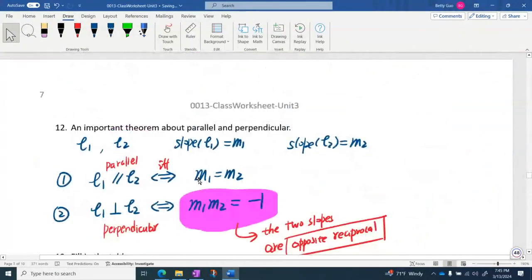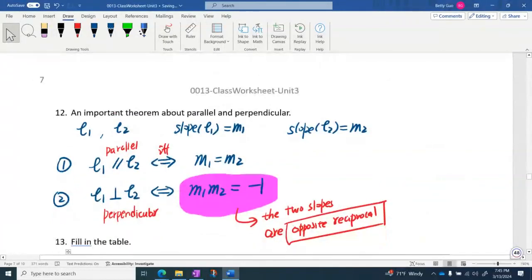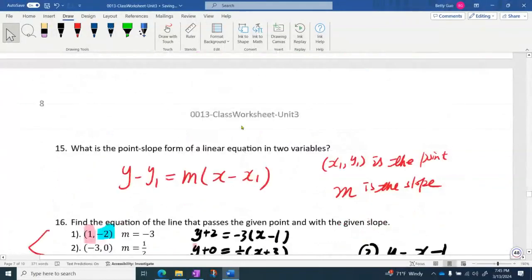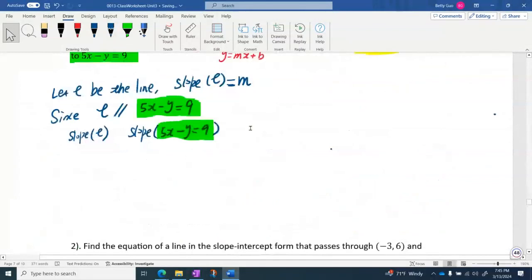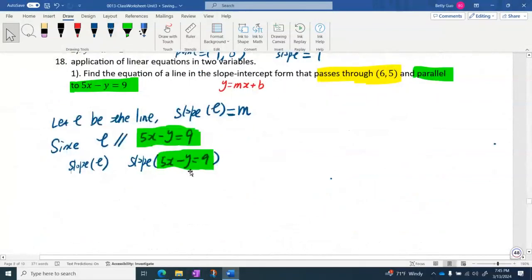If two lines are parallel, then they have the same slopes, right? So the given information says the two lines are parallel, so they have the same slopes. Can anybody tell me the slope of the green line? So the slope of L equals the slope of 5x minus y equals 9.